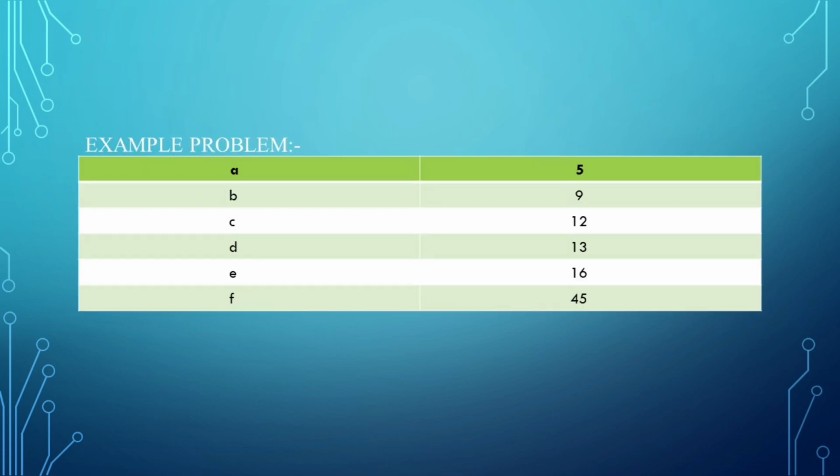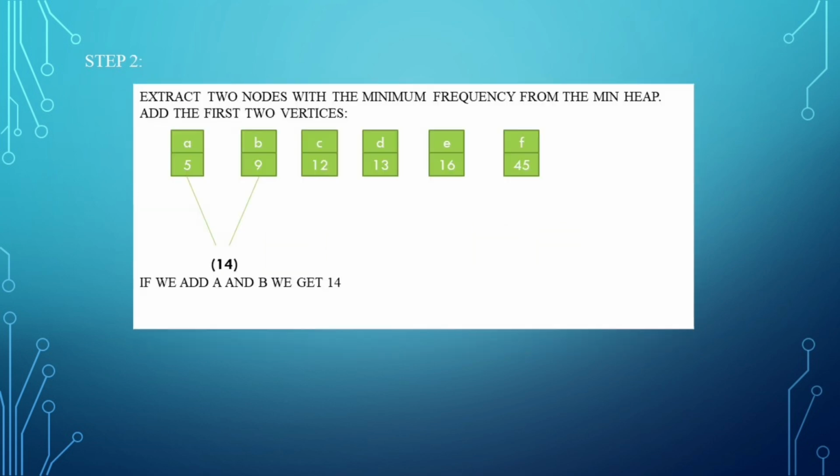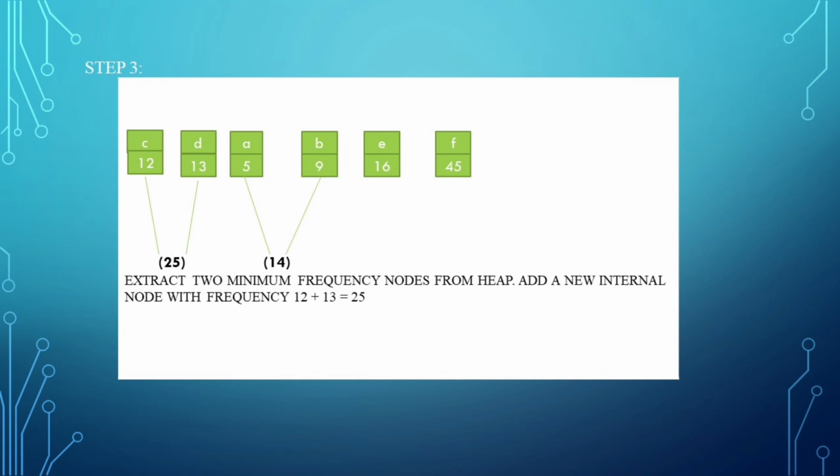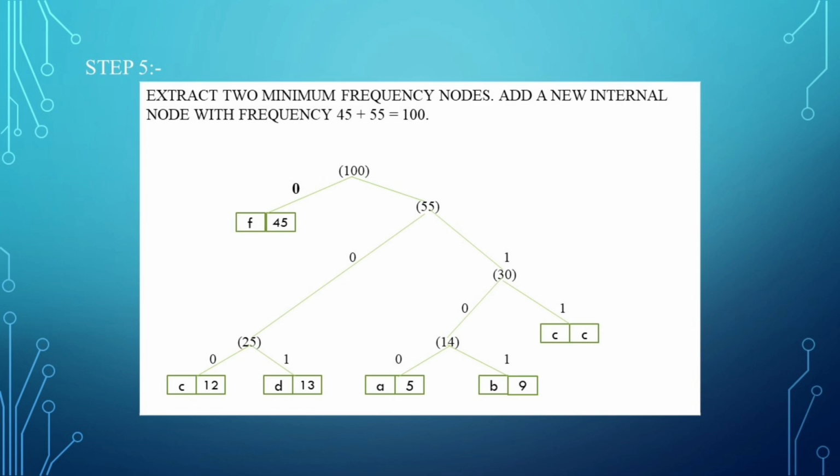Here is an example problem. The given values are E equals 5, B equals 9, C equals 12, D equals 13, A equals 16, F equals 45. First we need to add the least vertices here. A and B are the least vertices. After adding the two vertices, the new vertex is placed in ascending order. Then the next step is to add the other minimum vertices. After finding the answer, we need to arrange the values in tree structure.